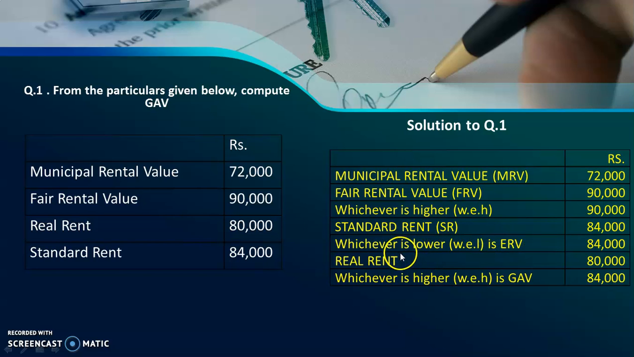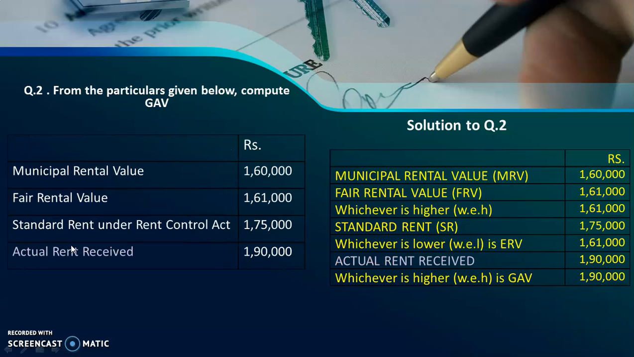Then the same must be compared with real rent. We have to take the higher value. There is no unrealized rent to deduct, and there is no loss due to vacancy given in this question. So comparing the real rent 80,000 with ERV 84,000, we have to take the higher value, and this is going to be our GAV. So in this problem, we have to understand the real rent is nothing but actual rent.